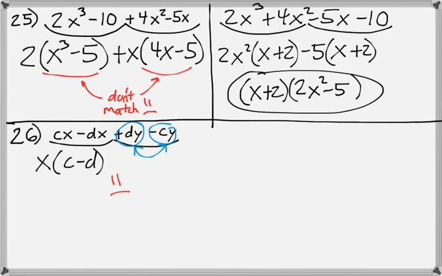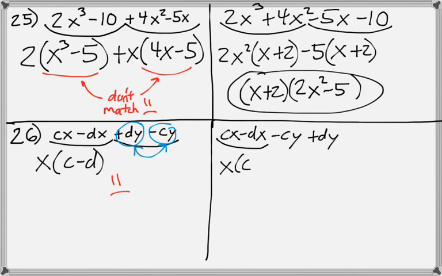So let's do that. So I'm going to start over. I'm going to rearrange the question as minus cy and plus dy. So I'm just changing those last two terms around. And now let's try factor by grouping again. So if I take out an x, this leaves me with a c minus d, just like it did before.